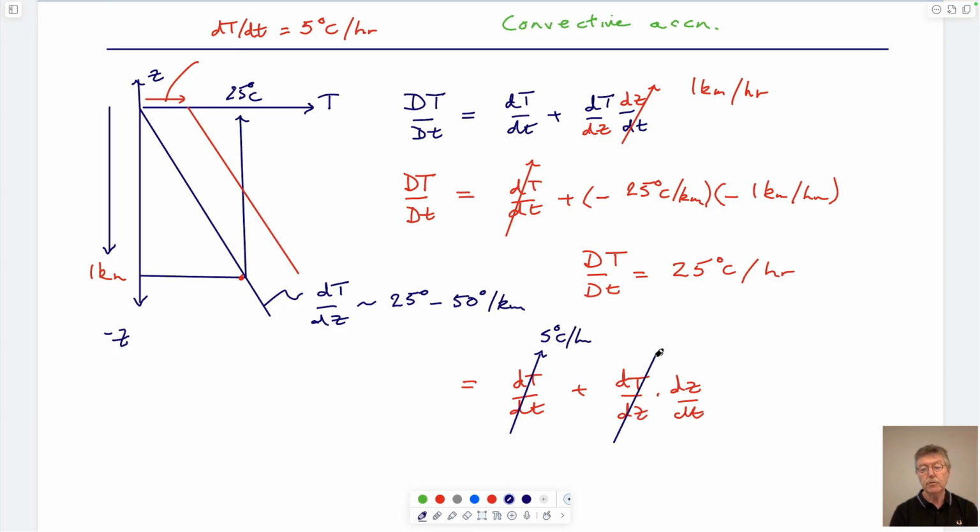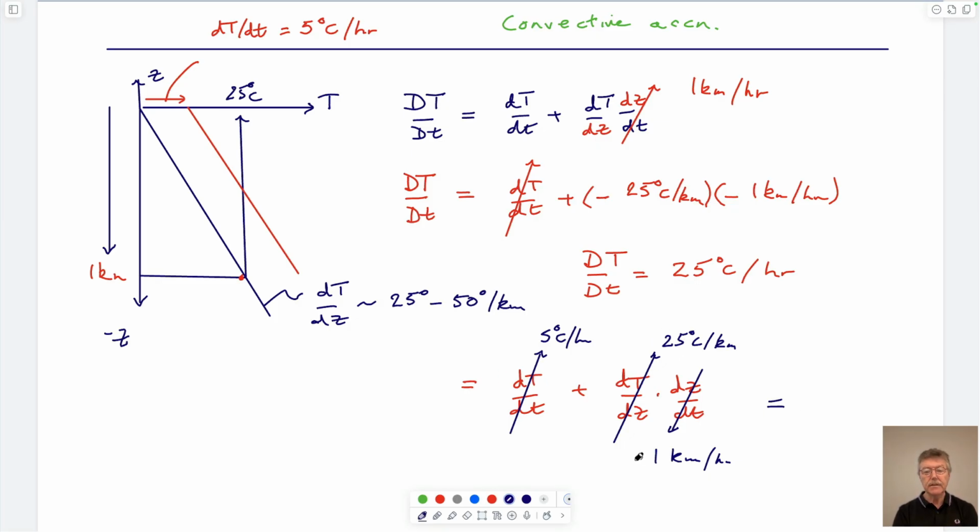This is going to be just as it was before. This is 25 degrees C per kilometer. And this is 1 kilometer per hour. And so this is going to change the rate at which it will be. Instead of being 25 centigrade per hour, it will be 30, I guess, right? And it will be additive.